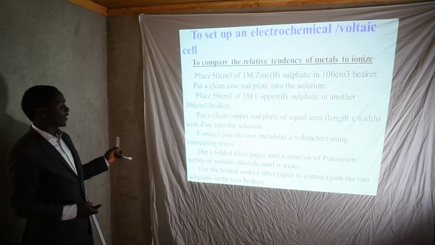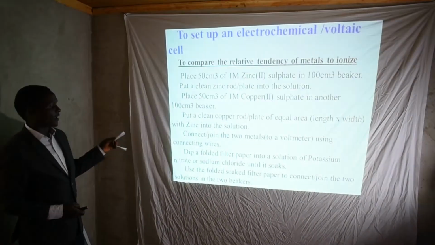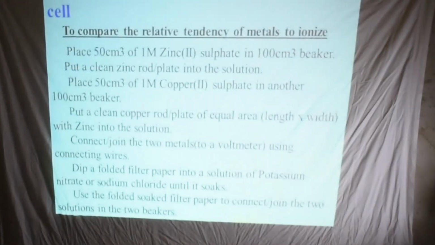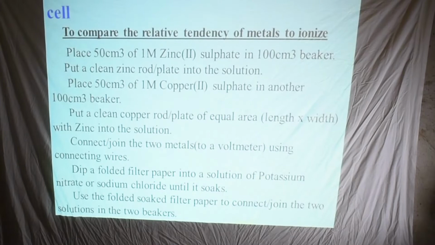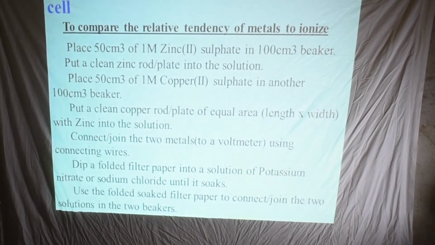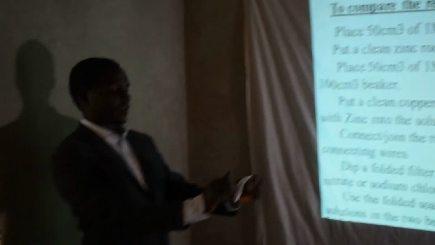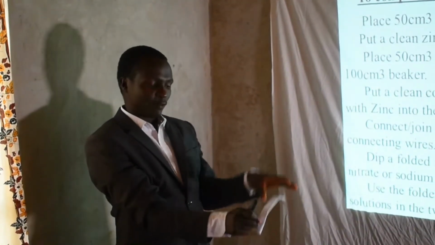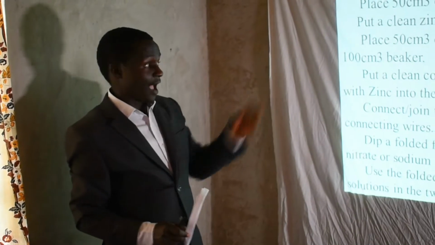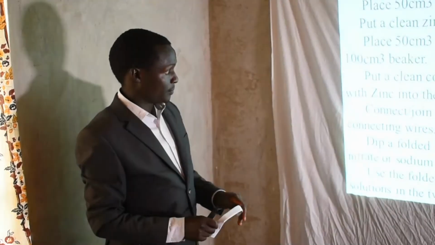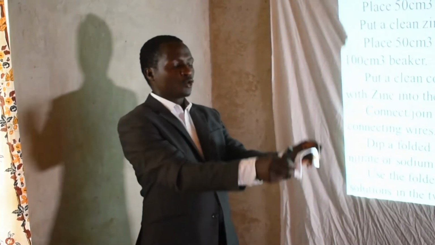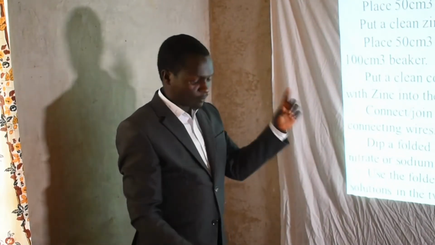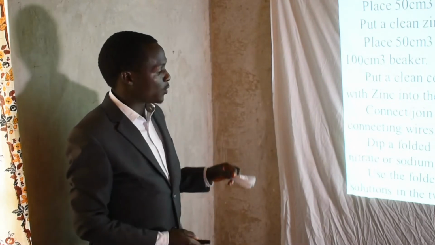Then use the folded filter paper to connect or join the two solutions in the two beakers. You connect the two solutions using that. If we have beaker A and beaker B, beaker A is for zinc and beaker B is for copper. When you join the two of them with this paper, the paper is acting as something. We are going to see it later on.